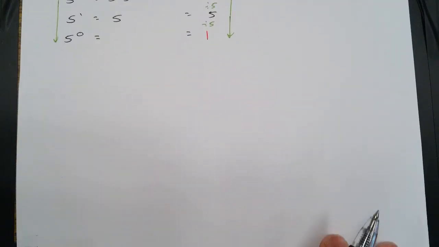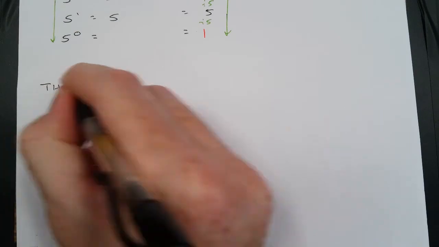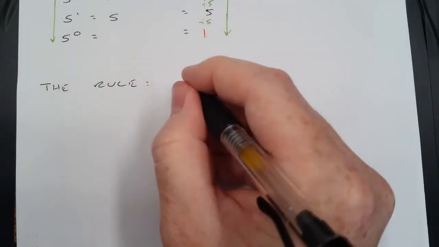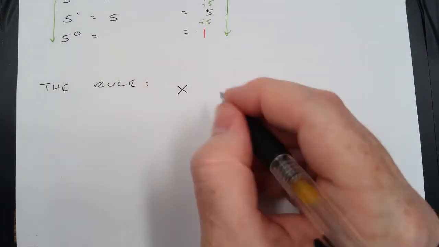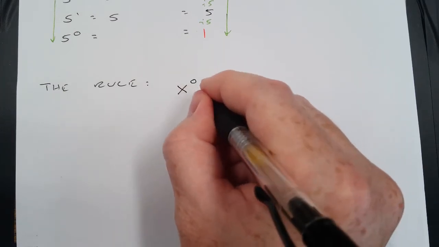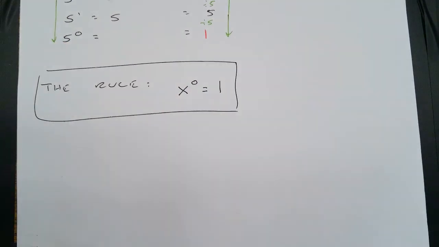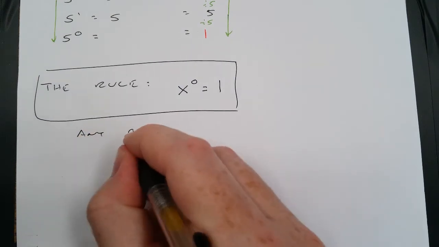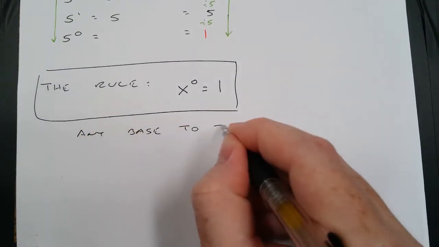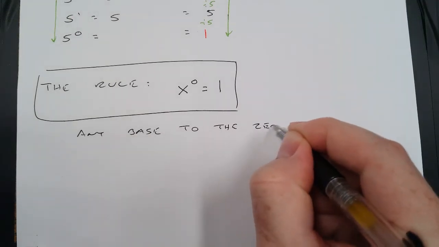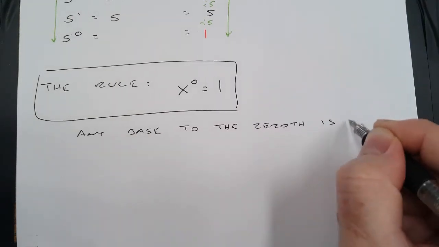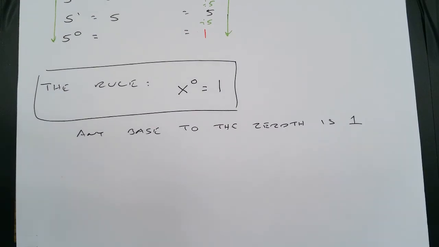the rule for today is that any number x, variable, to the 0 equals 1. That is the rule for today. Any base to the 0th power is 1. Let's see how we can use that on a few different exercises, starting on page 36.